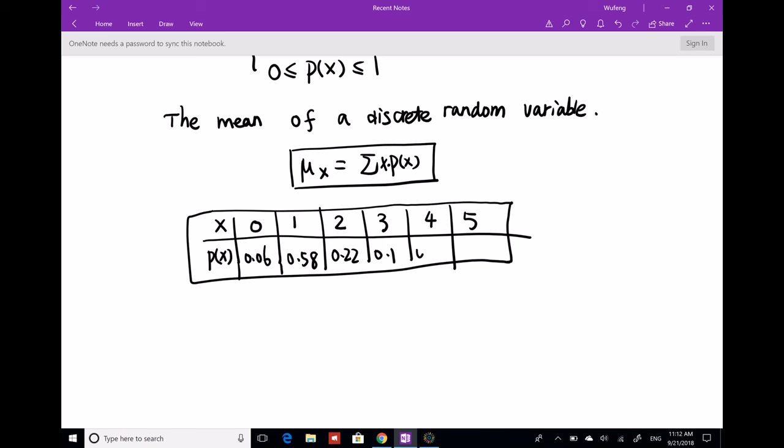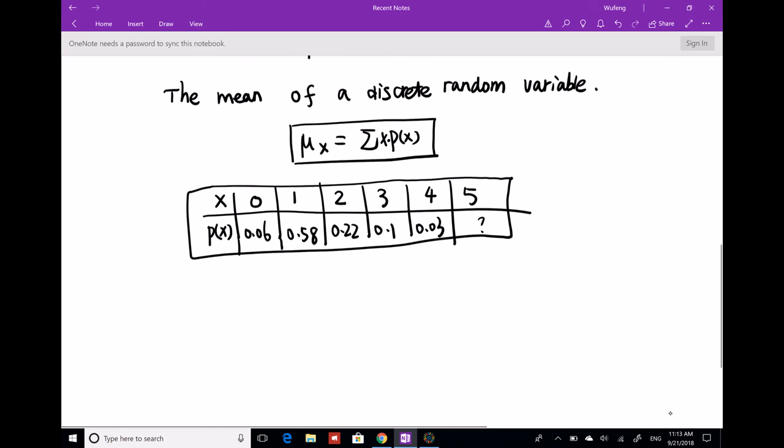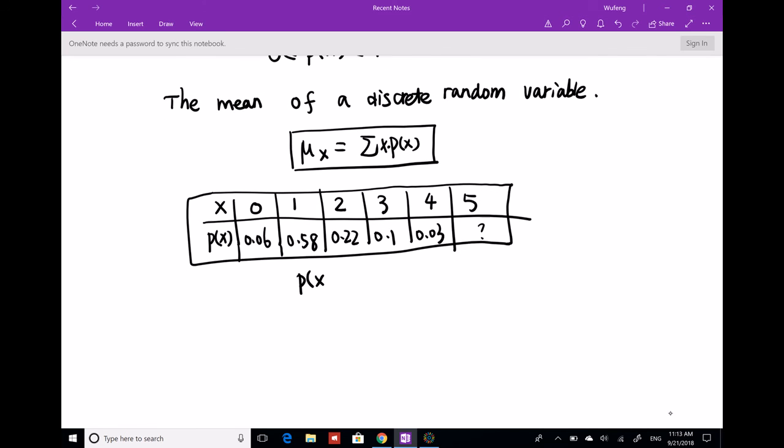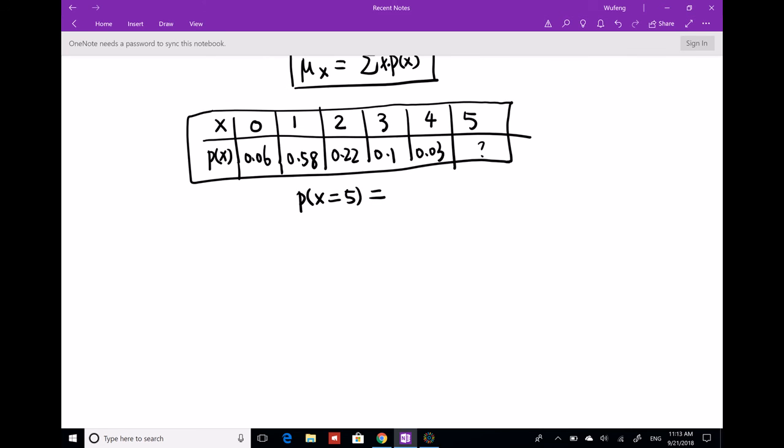0.1, 0.03. For example, this last one, I don't know what it is. If I ask you, what is the probability that you get x equals 5? The probability for you to get x equals 5 is going to be 1 minus all of the other probabilities together, because when you add all the probabilities together, it equals 1. Does it make sense to everyone?